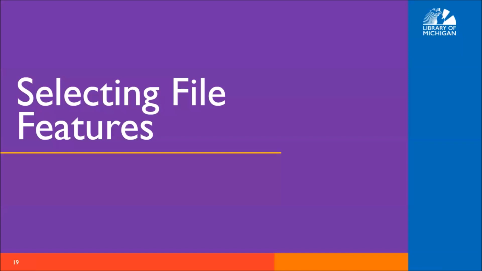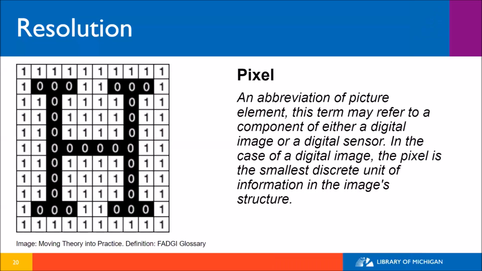So now that you know the different ways you can package your files, let's look at what goes into them, starting with pixels. The building block of a digital image is the pixel, which stands for picture element. A pixel is the smallest discrete unit of information in the image's structure. Think of a digital image like a grid, where each square represents a pixel and each pixel is assigned a value. It could be black or white, a shade of gray, or a color.